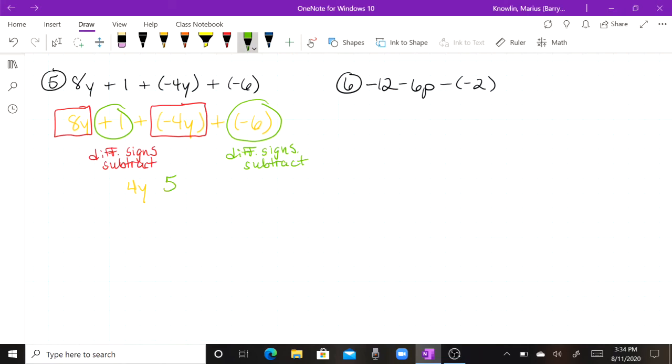However, which number is larger? The 6, and it's a negative. So my final answer should be 4y, positive 4y minus 5. Final answer.